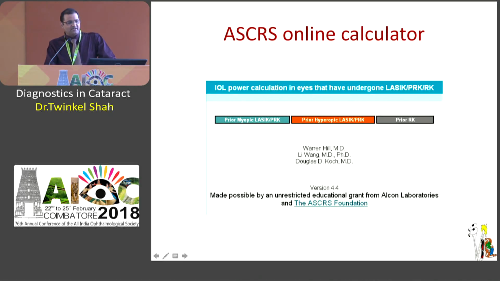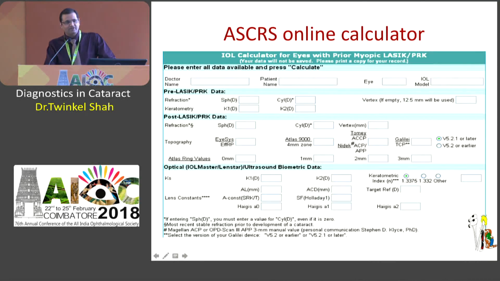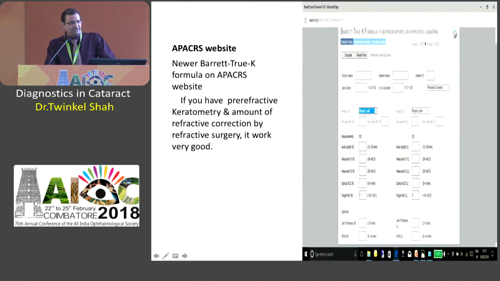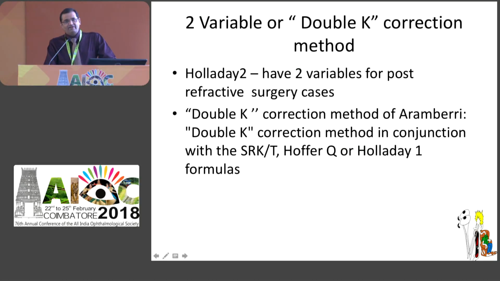This is the ASCRS online calculator. Fill in all the data which is available, and according to that it will give the readings of the Shammas method or the Haigis-L method or whatever methods are available according to the data you have put in. A patient who has undergone refractive surgery may also have prior records, for example a previous keratometry was this and he was corrected for minus 4 or minus 5. If all this data is available, then the newer Barrett True-K formulas work very well. That is available on the APACRS website. If you do not have any accessibility, there is the double-K correction method. That is by Aramberri.